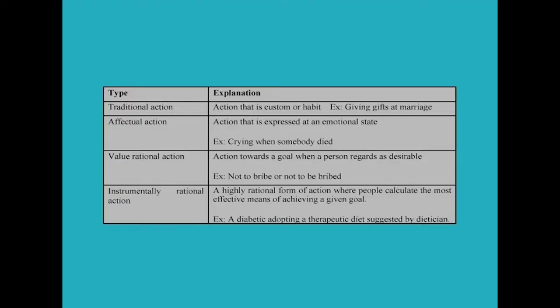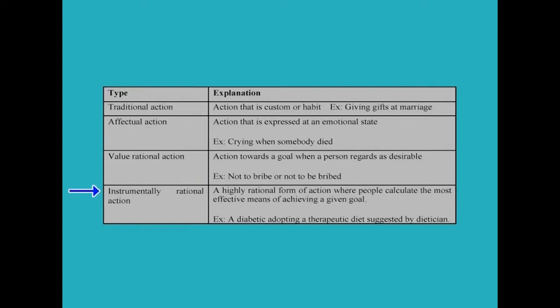Hereunder, we have different types of social actions. Traditional action, action that is custom or habit. For example, giving gifts at marriage. Effectual action, action that is expressed at an emotional state. For example, crying when somebody died. Value rational action, action towards a goal a person regards as desirable. For example, not to bribe or not to be bribed.